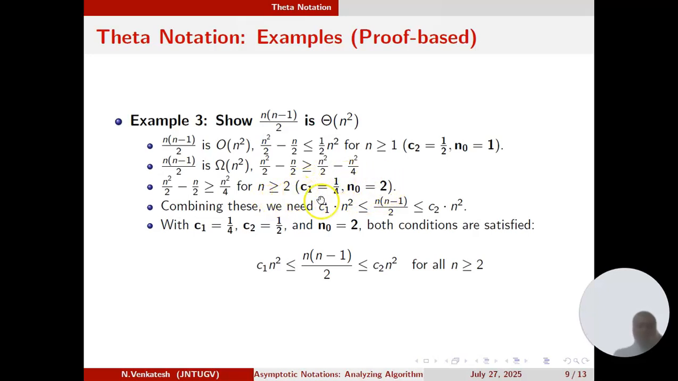Okay. So we can say that the same function n into n minus 1 by 2 is both less than c1 into n square and greater than c2 into n square. So we can say it is theta of n square.